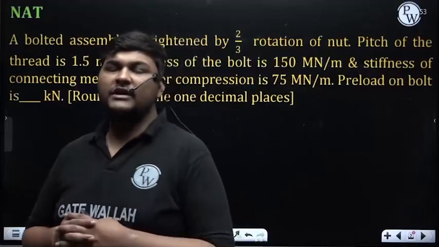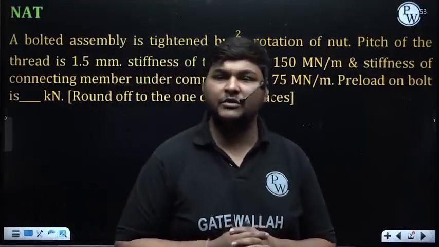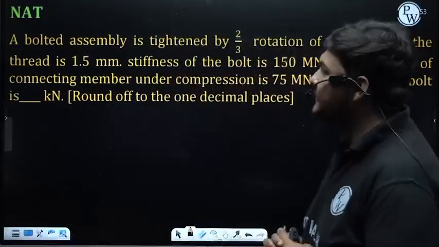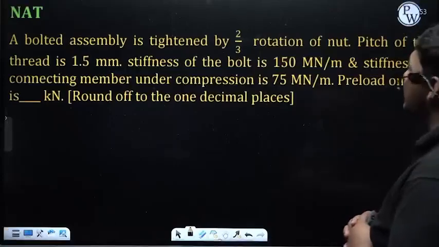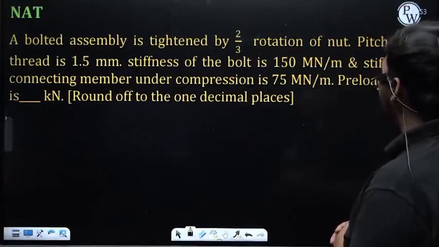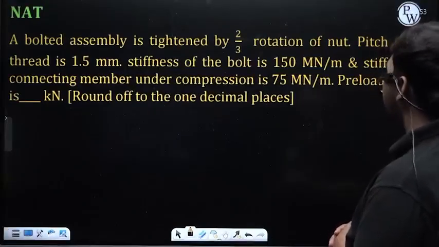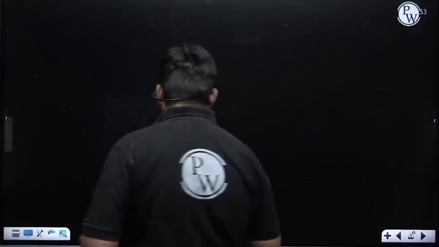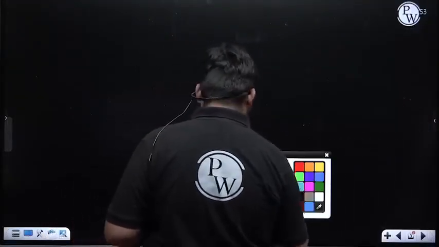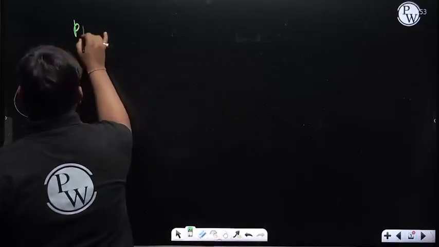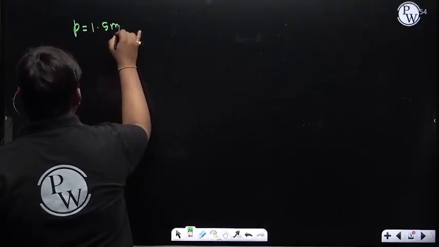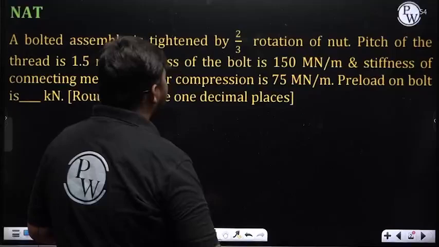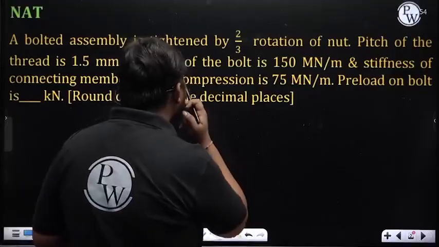So students, now we'll discuss the solution of this question. This is a numerical answer type question. What this question is saying: a bolted assembly is tightened by 2/3 rotation of the nut. The pitch of the thread is given, it is 1.5 mm. The stiffness of the bolt is 150 mega Newton per meter.